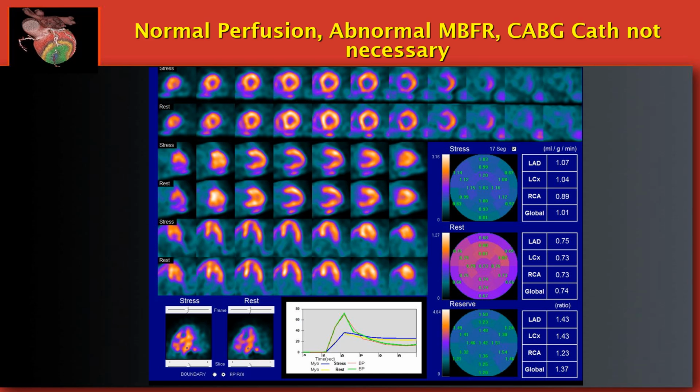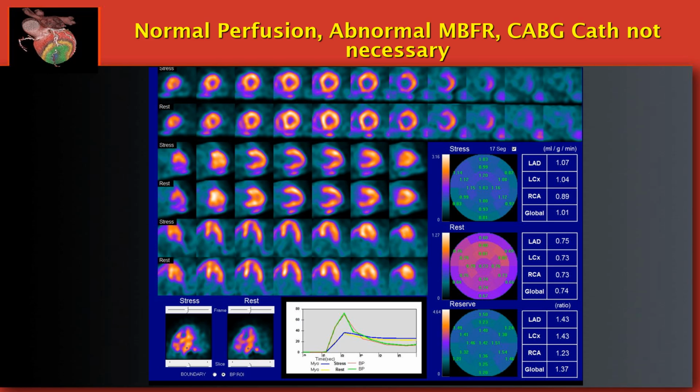This is an example where that 17 segment model is overlapped on it, and you can actually see the areas of greatest reserve issues, and it is pretty global. I was going to say it looks a little bit more at the base, but not really when you look, the apex is 1.42. So this patient ended up getting a bypass that was much needed.